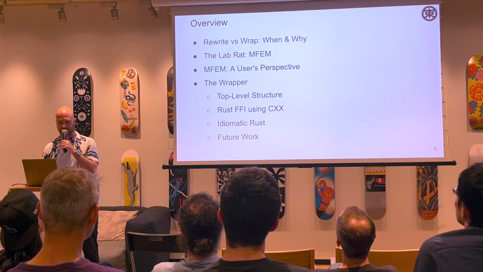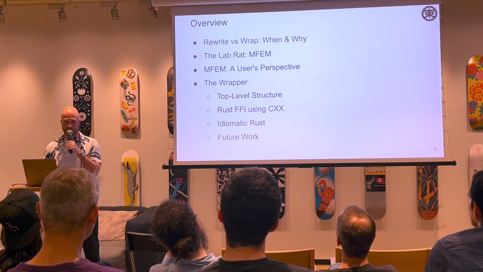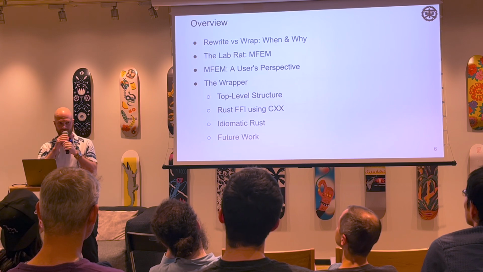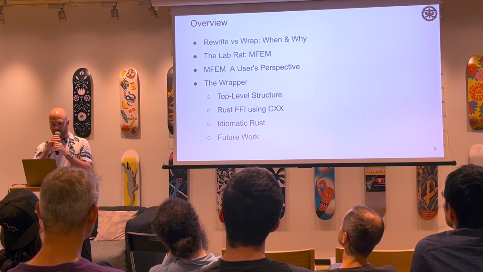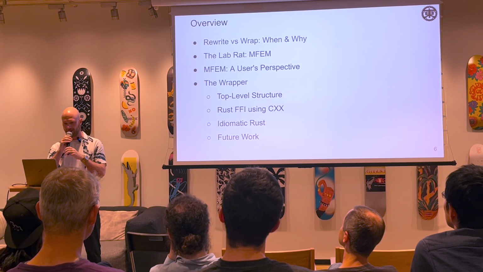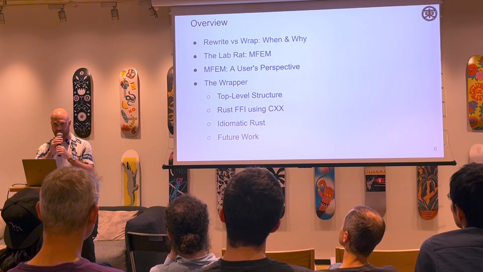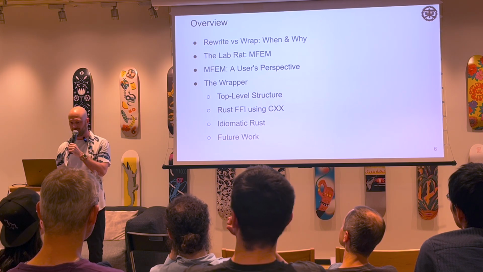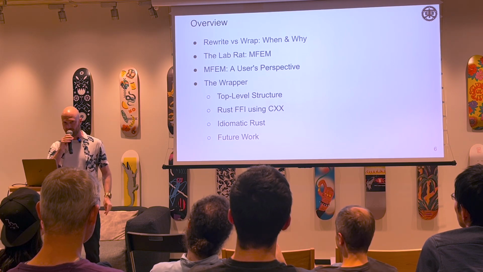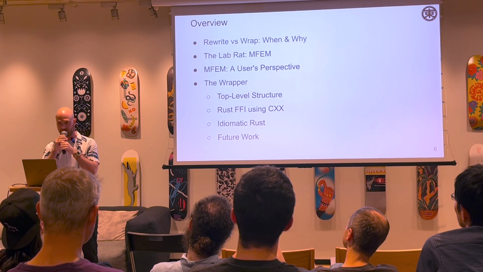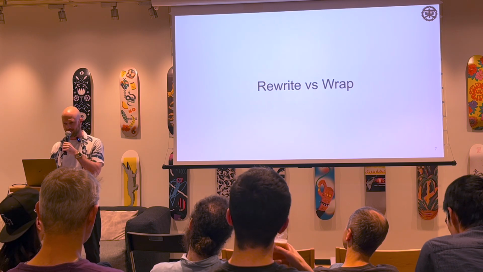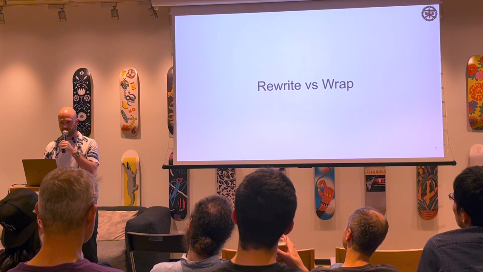The overview is I'm going to talk about rewrite versus wrap very briefly. And then our lab rat tonight is going to be MFEM. More on that later. I'm specifically going to discuss MFEM from a user's perspective. And then I'm going to talk about the MFEM wrapper that I wrote in Rust in detail, talking about its top-level structure, the low-level Rust FFI bindings that use CXX, the idiomatic Rust layer, and a little bit about future work that I plan to do. All right, so first about rewrite versus wrap.